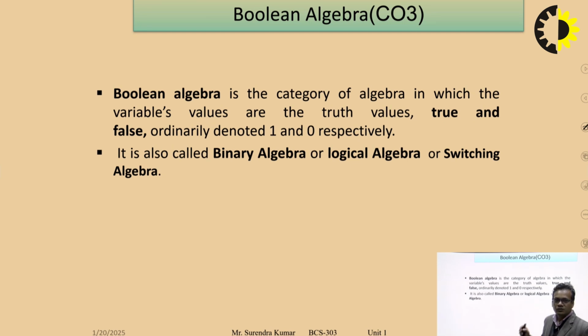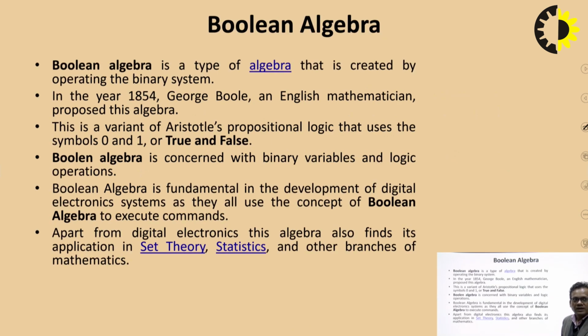Truth values means true and false value, or you can say it is 0 and 1 representation of any value. So it is also called a binary algebra. Generally we have called it binary algebra or logical algebra, or you can say switching algebra. So these are the different names of the Boolean algebra in your subject.